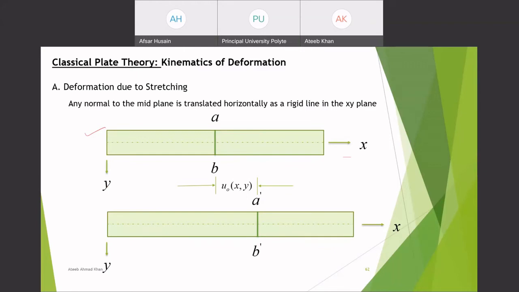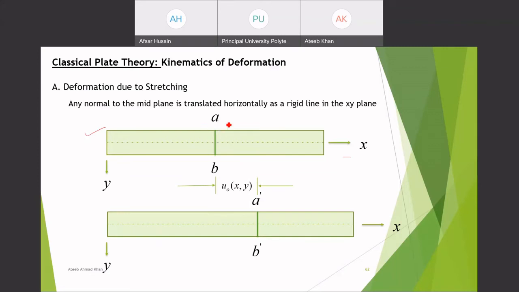Now we have to study the kinematics of deformation, so we have to apply loads in X, Y, and Z directions. If we apply the load in Z direction, that will be the load in the transverse direction. What will happen if we apply the load in X and Y direction? There will be stretching of the beam, or it's better to say there will be stretching of the transverse normal. This is your transverse normal.